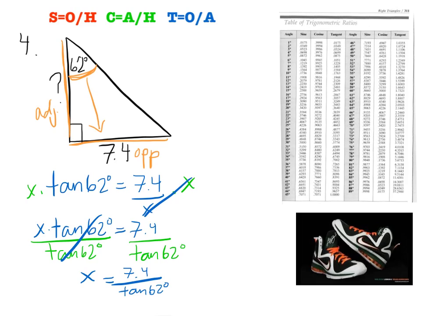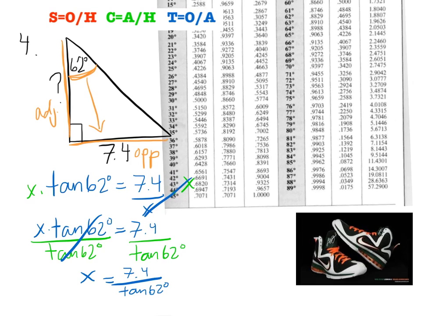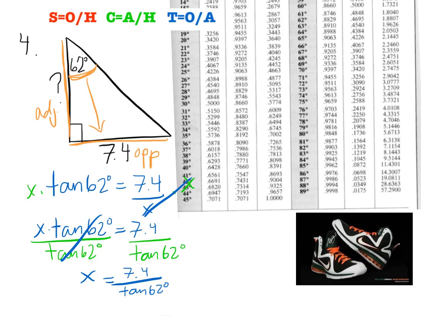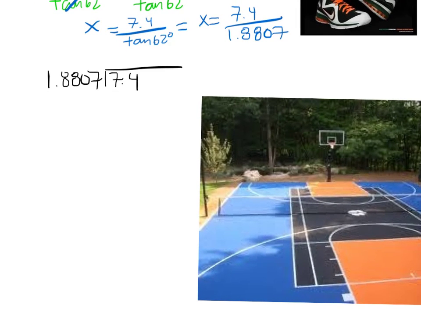Now I need to go to my trig table to find the tangent of 62 degrees. I have to move this over a little bit. Here we go. Okay, here's 62 degrees. Here's the sine, cosine, and right there's the tangent. So that means I'm going to have to do this calculation. 7.4 divided by 1.8807. Let me show you what that calculation actually looks like. If you're going to do that math, you're going to take 7.4 and you're going to divide it by 1.8807.